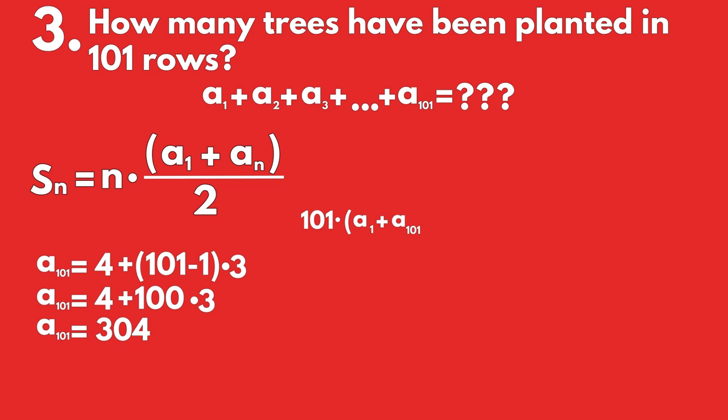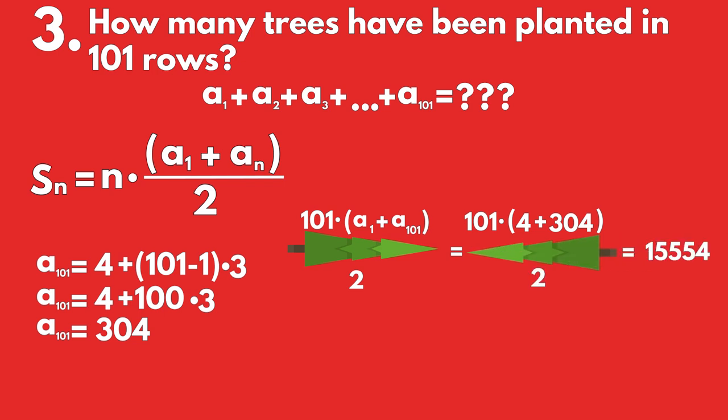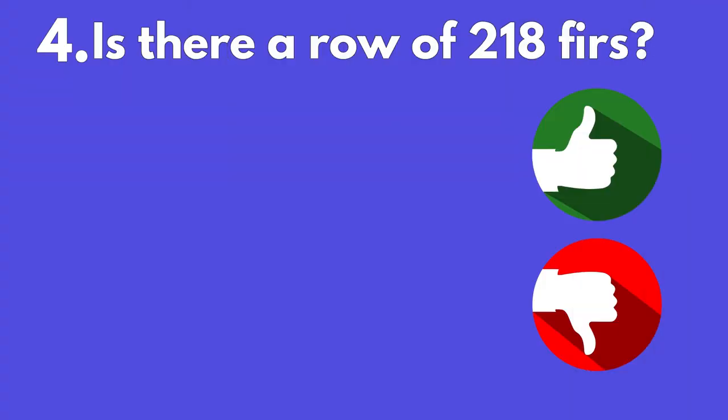101 times (A1 plus A101) over 2 equals 101 times (4 plus 304) over 2 equals 15,554. To answer the last of our questions, is there a row of 218 firs?